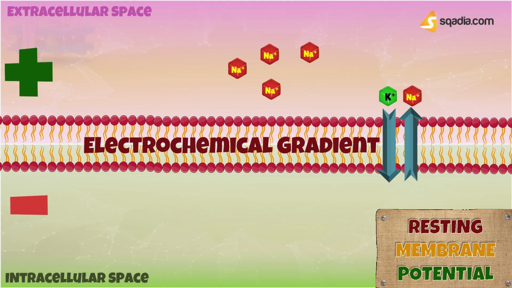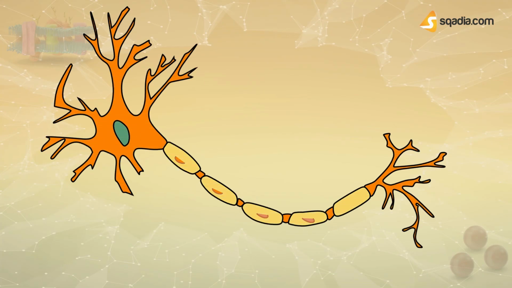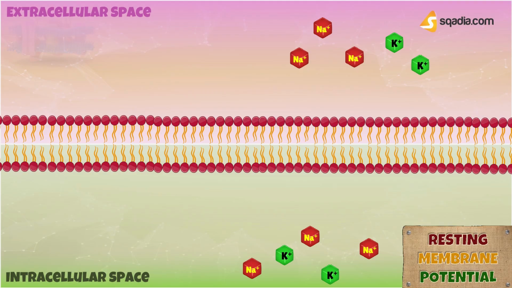And why negative charge on the inside? This is because the positive ion concentration is limited inside the cell. Less positive inside, more positive outside. This makes a lot of sense now. Let us take an example of nerve fiber and study its resting membrane potential.